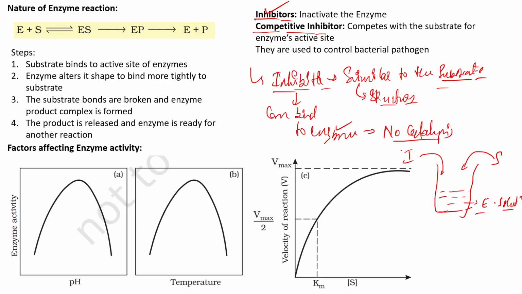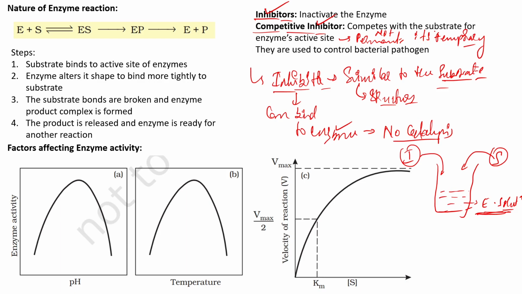What happens is that the inhibitor molecules will compete with the substrate for the active site of the enzyme. Hence it is called competitive inhibition. However, this inhibition is not permanent. It is temporary. Remember this.